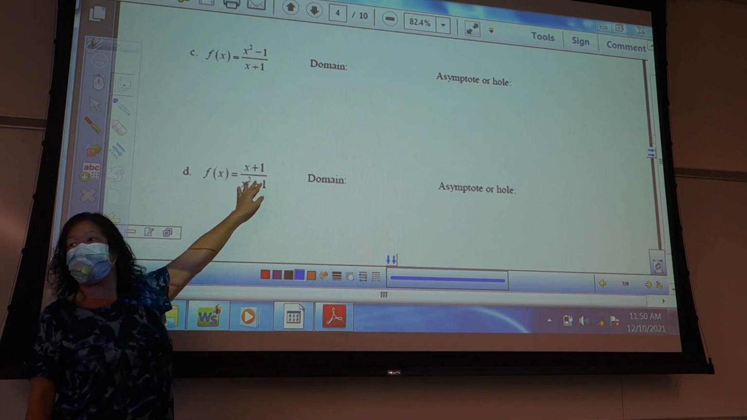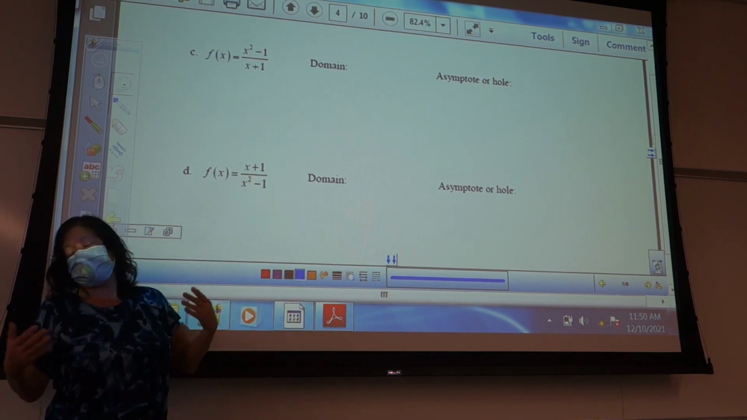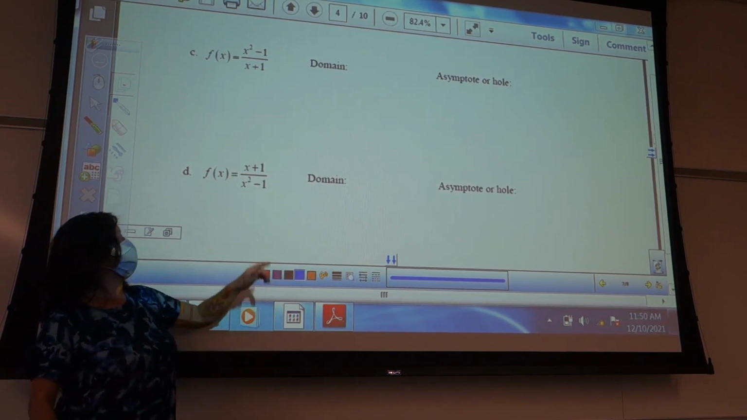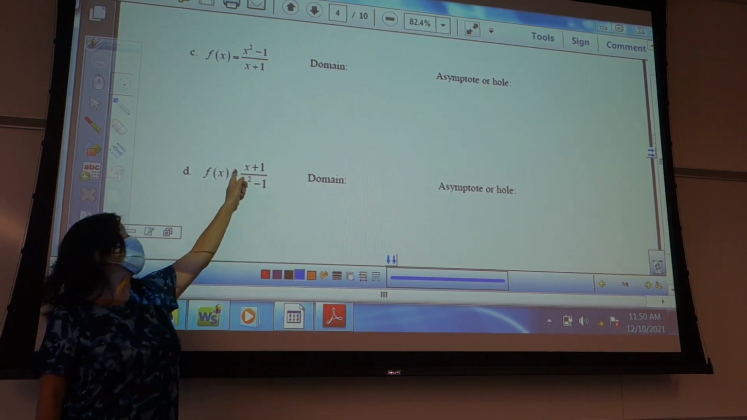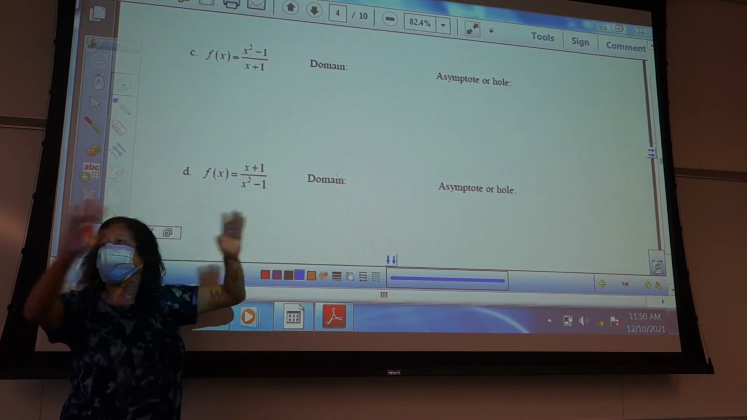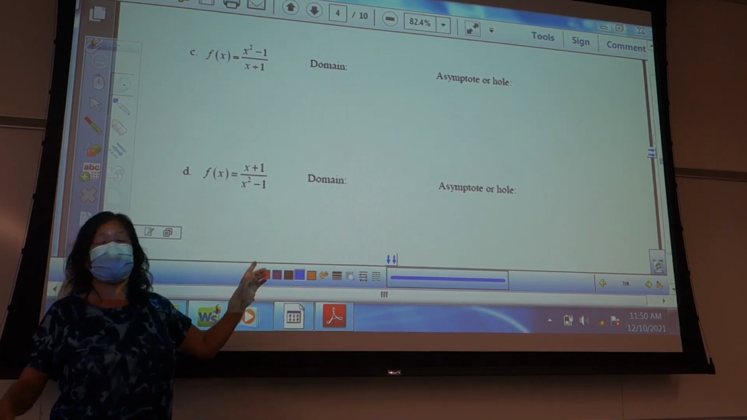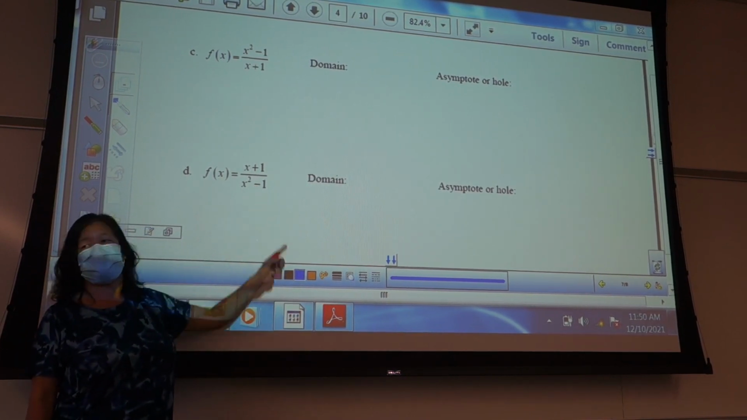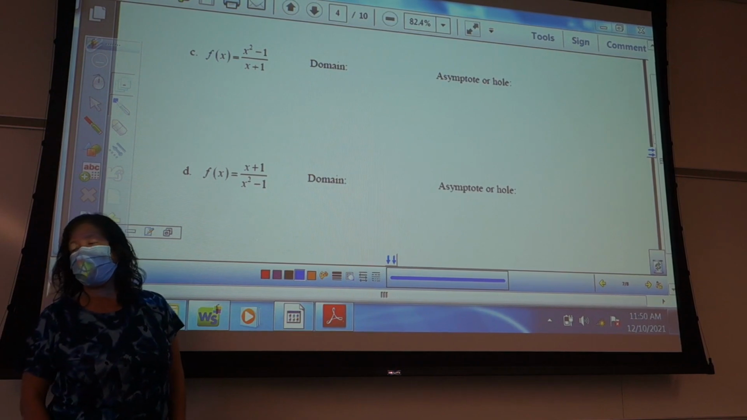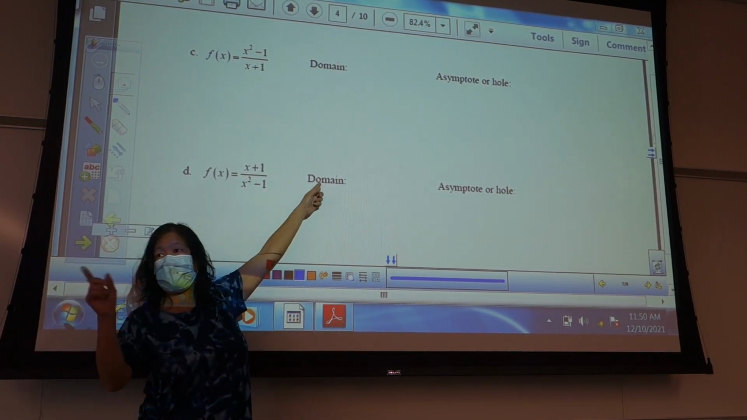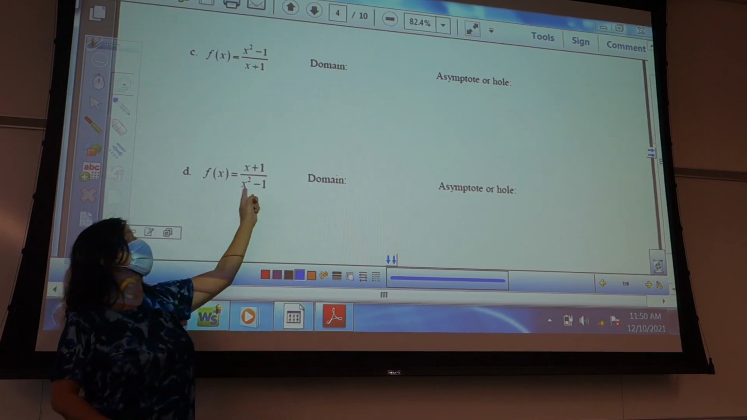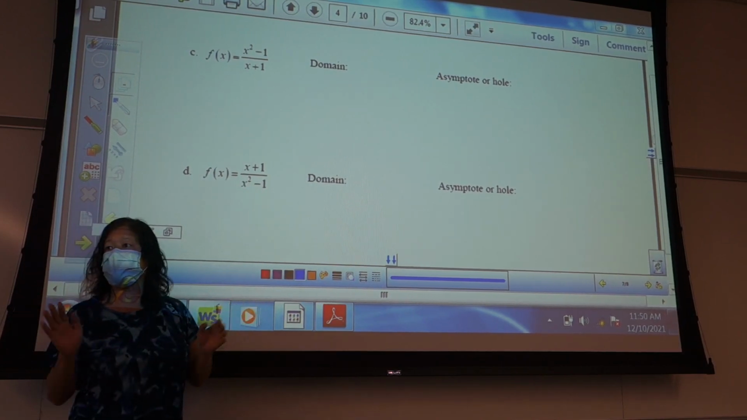Is there a square root here? No, so there's no worries about that. The only thing you care about is you can't divide by 0. This does not enter into the domain at all. Is it the range, the top? It'll affect the range, but we don't care about the range. We only care about the domain. All I care about is you recognizing you cannot divide by 0. That's all.